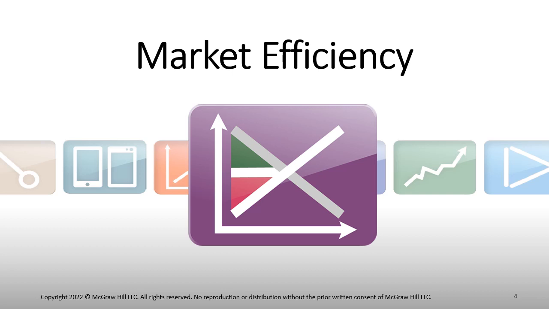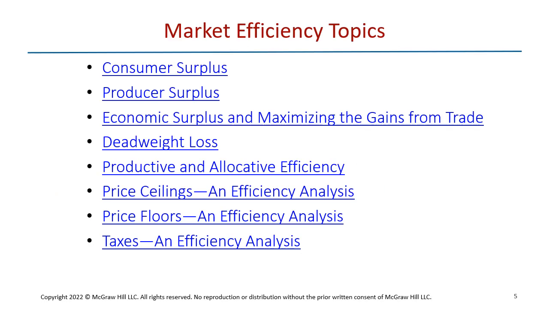I alluded to in previous lessons that whenever we are not operating at equilibrium, we have some negative consequences, and today that is what we're going to be looking at. Here is a quick look at the topics we're going to be covering today: consumer surplus, producer surplus, deadweight loss, the effects of price ceilings, price floors, taxes, and a few other things in between.